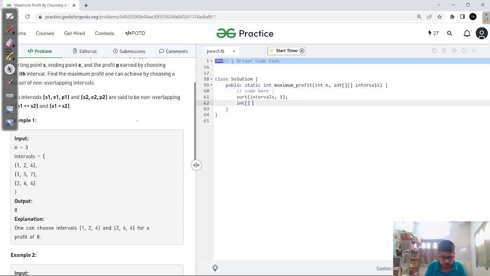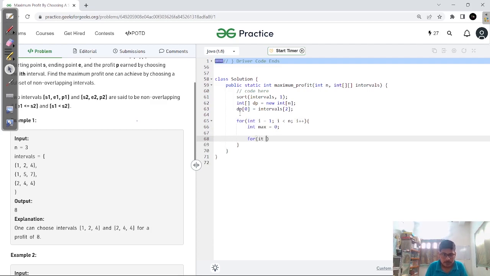Okay. So now what I am going to do is create a DP. DP of m. Now I put the initial value as which one? This part. The second part is containing the profit, right? So I will put initially the profit value. Then start from i equal to 1, i less than n, i plus plus. So keep here a max which is initially 0, and then for int j equal to 0, j less than i, j plus plus, and then we will check the condition.